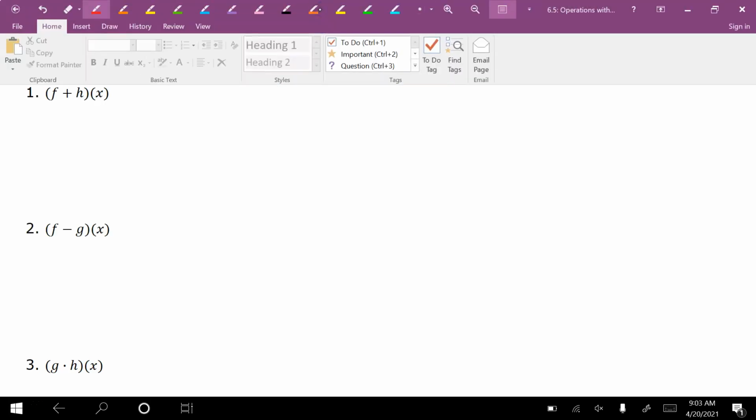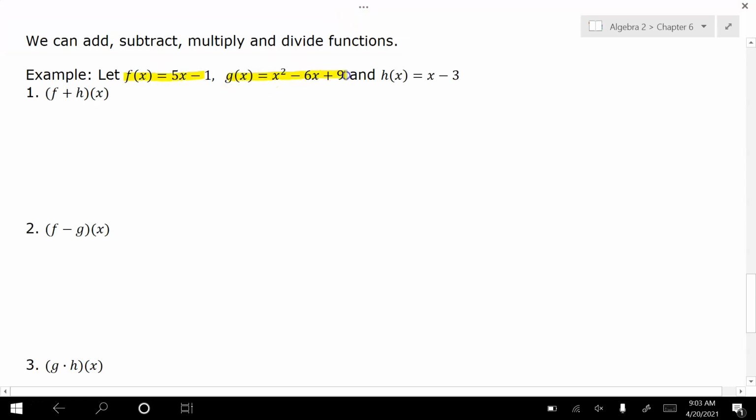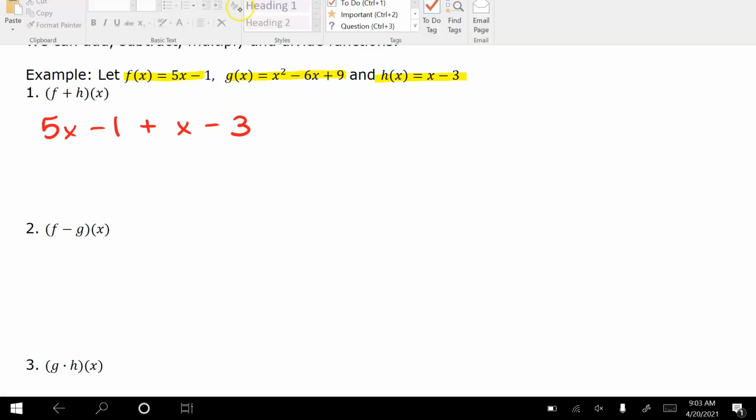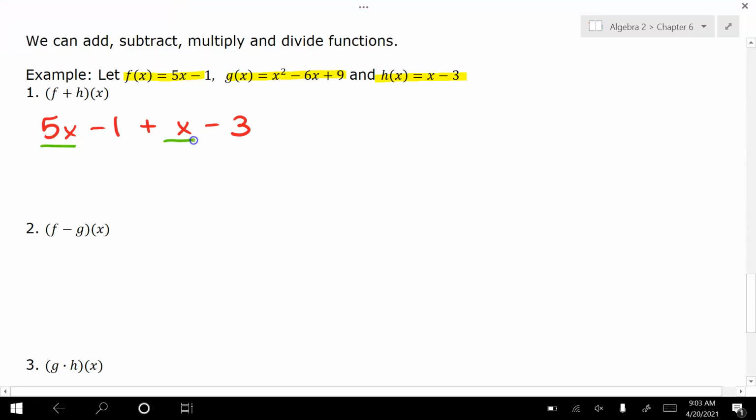So again, I have 3 functions that I'm given up here, f of x, g of x, and h of x. The first one just wants me to add f and h. So f's function is 5x minus 1. And then h is x minus 3. So I'm just going to add these together, so I'm just putting a plus sign in the middle. And then I just look for like terms. So 5x and x can go together, so that would give me 6x. And then -1 and -3 go together, so that would give me -4. So my answer would be 6x minus 4.